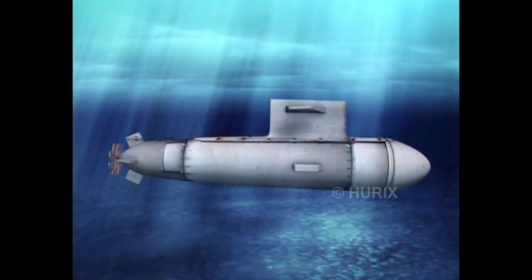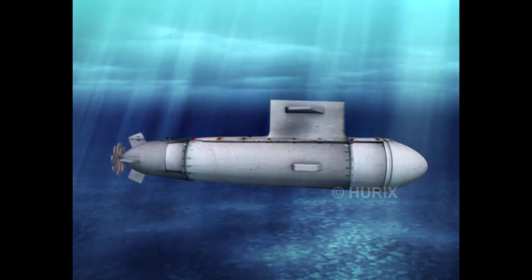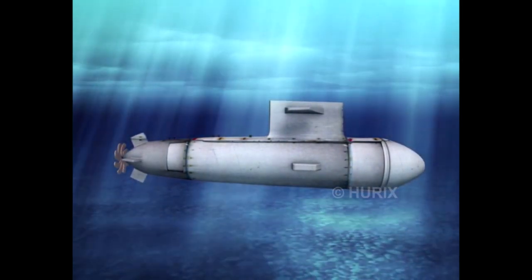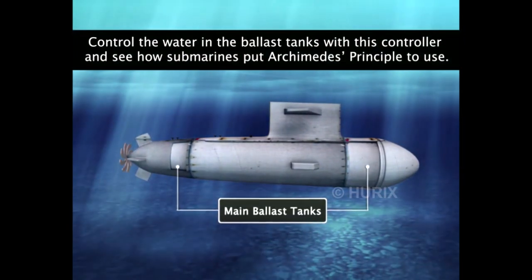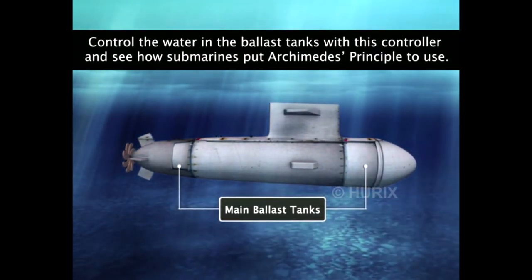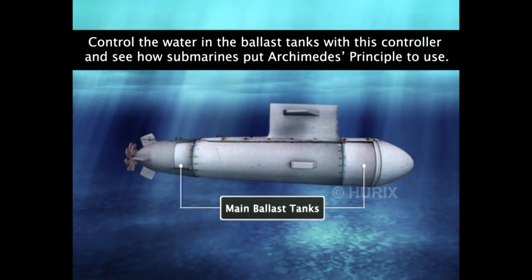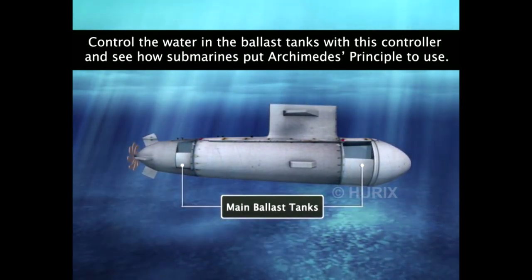Submarines use Archimedes' principle. Here is a model of a submarine. The hollow borders shown here are known as ballast tanks. The submarine regulates the ballast tanks to descend to the seabed or rise to the surface of the ocean.